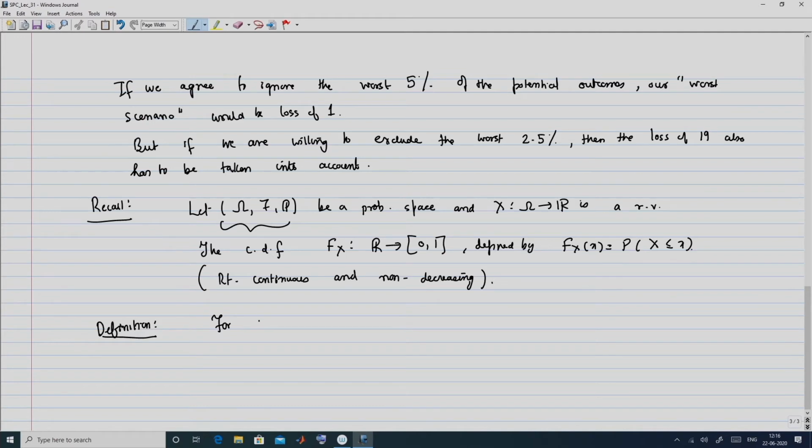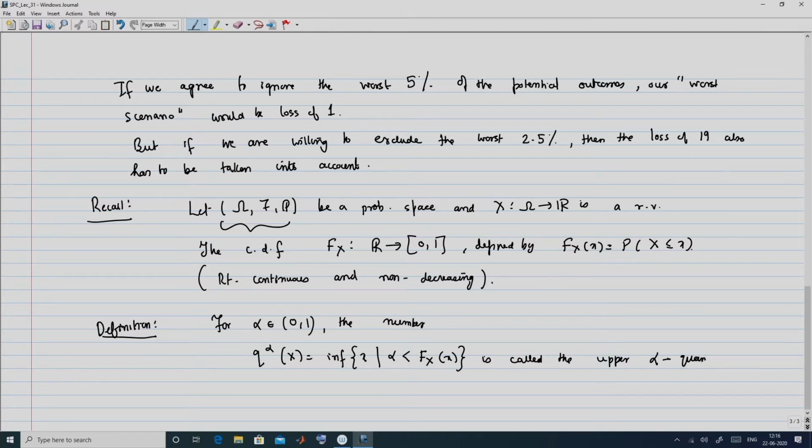So, the quantile says the following: for alpha belonging to (0, 1), so any value of alpha lying strictly between 0 and 1, I will define a couple of numbers. There is a number denoted by q subscript alpha of x, which is the infimum of x, that is the smallest x, such that alpha is less than F_X(x), the cumulative distribution function of x, and this is called the upper alpha quantile. Remember, alpha here is pre-specified, of the random variable x.